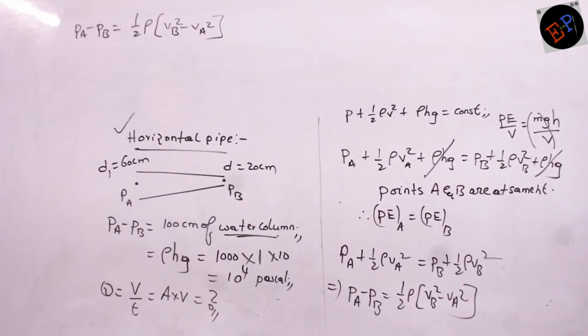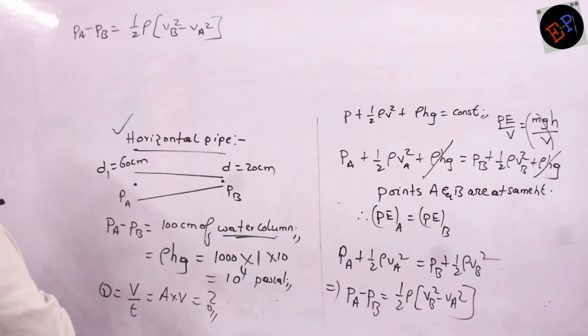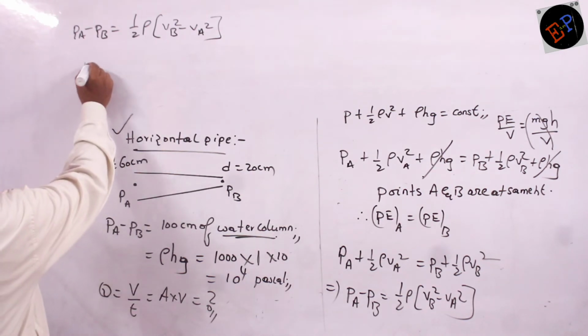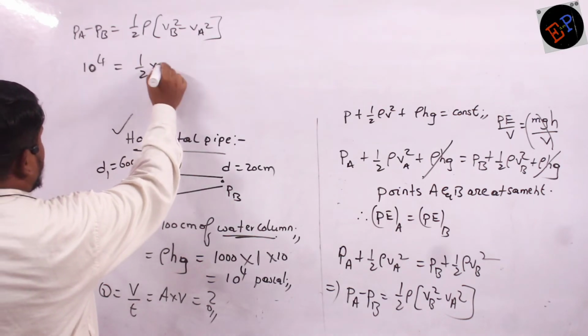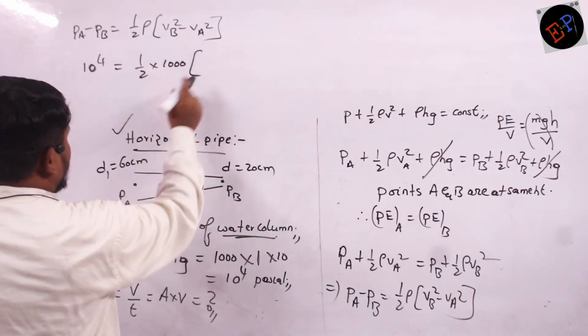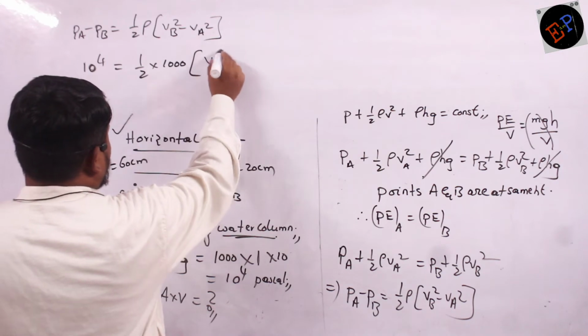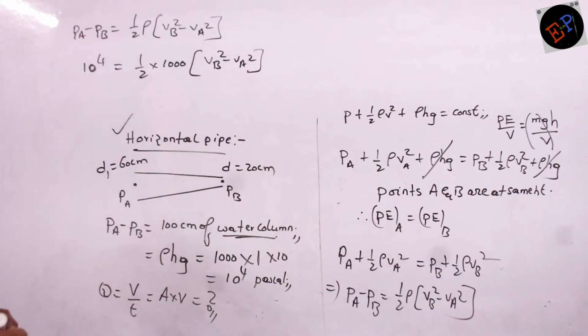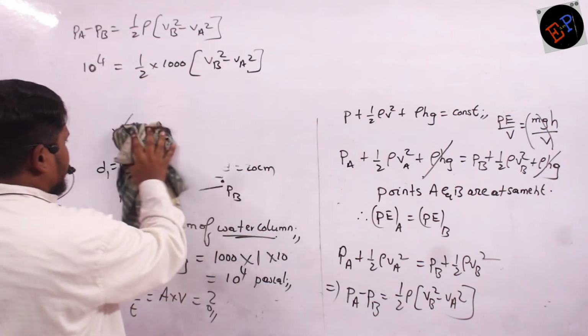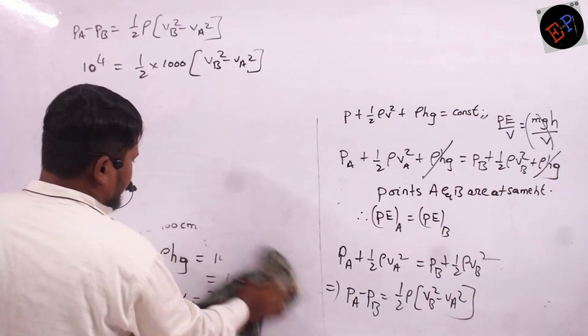So the pressure difference is how much? The pressure difference is 10 power 4 Pascal. So half the density of water is how much? 1000, multiplied by what I am left with, VB square minus VA square. So what are VB square and VA square? They are nothing but the velocities at point A and point B.